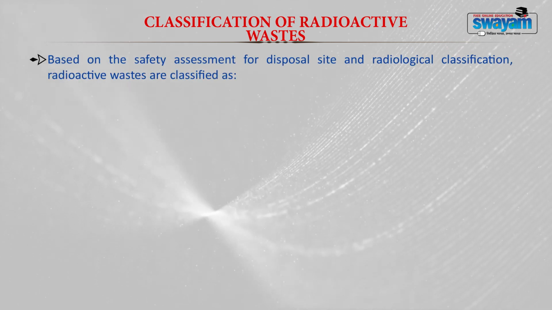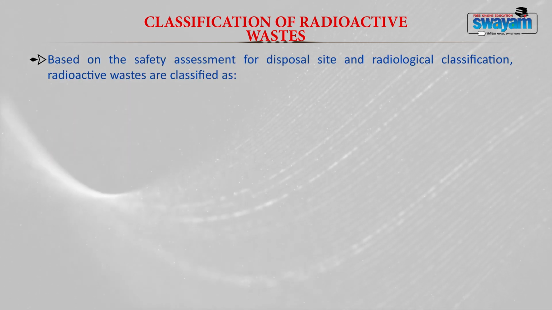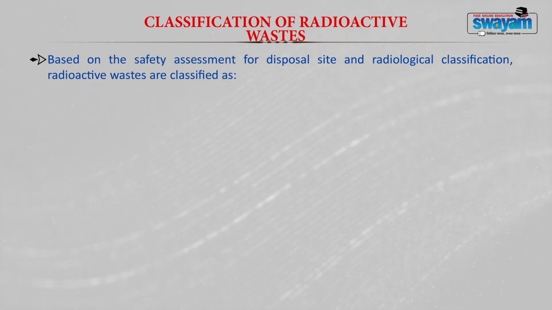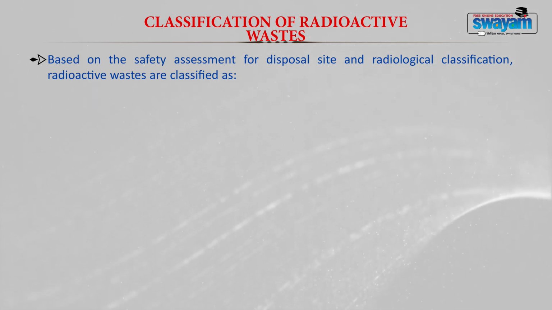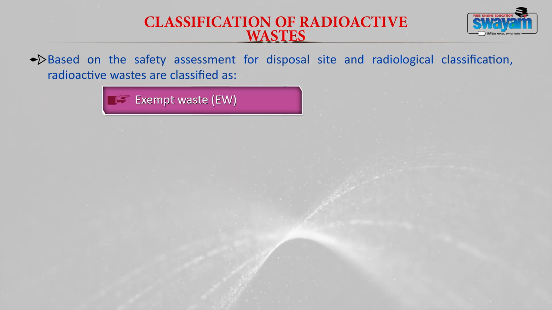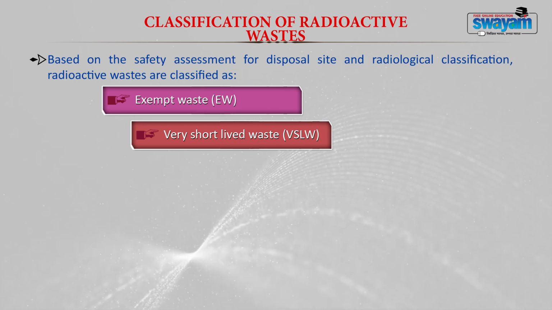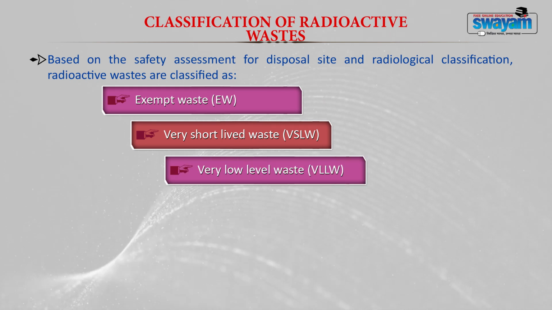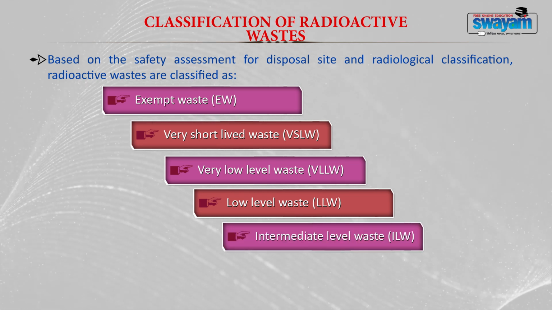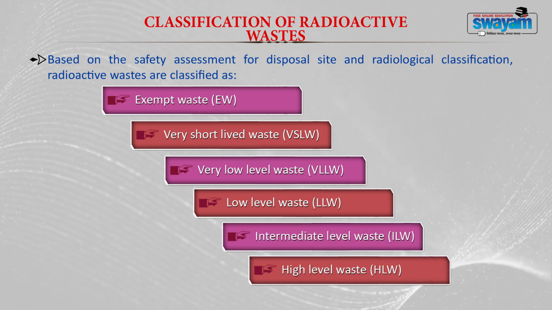Based on the safety assessment for the disposal site and radiological classification, radioactive wastes are classified into several classes. These classes are exempt waste, very short lived waste, very low level waste, low level waste, intermediate level waste and high level waste. So, these are the different categories of radioactive waste. Let me discuss them one by one.